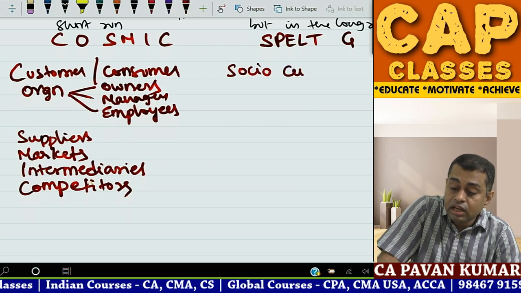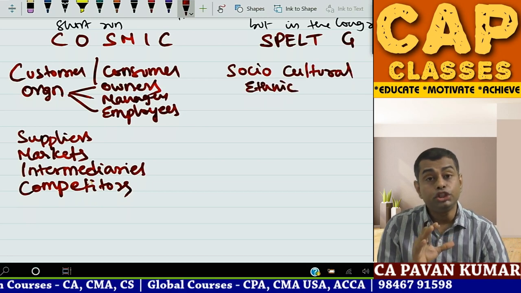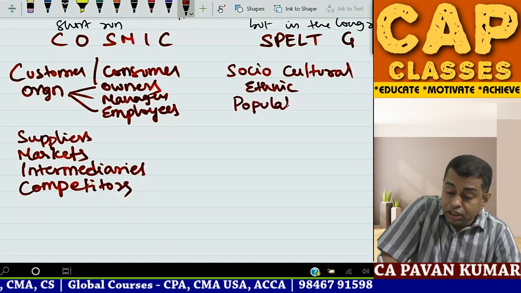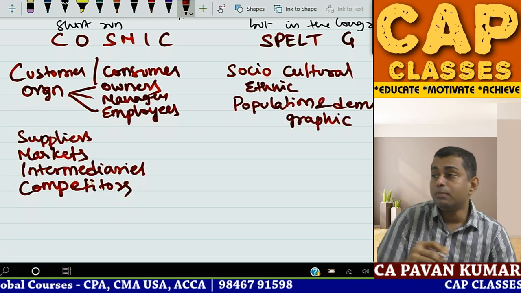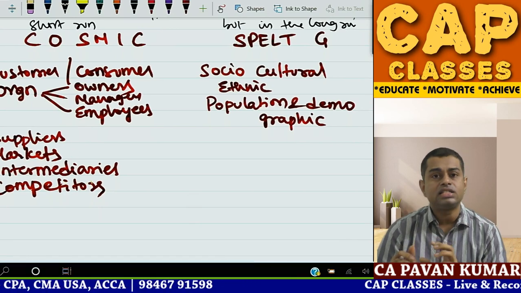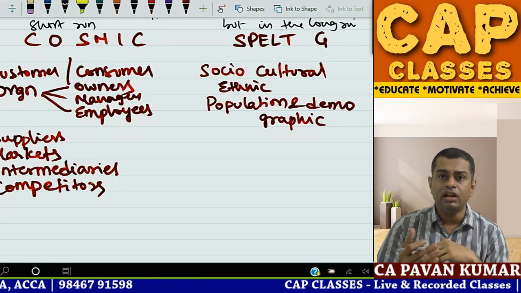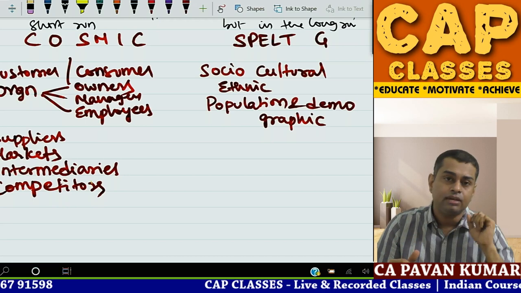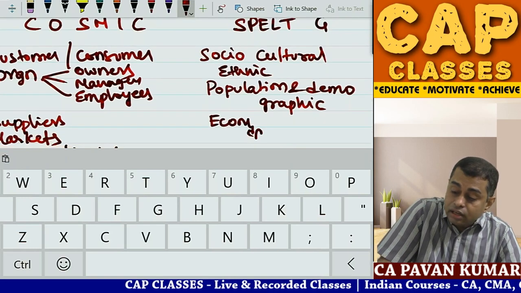Socio, cultural, ethnic factors. P stands for population and demography. Demography is nothing but characteristics of population, like rich, poor, male, female, adults and kids, literate, illiterate, owning assets, not owning assets, below poverty line, above poverty line. So this kind of classification of population into different groups is called demographic factor. E stands for economic factors.